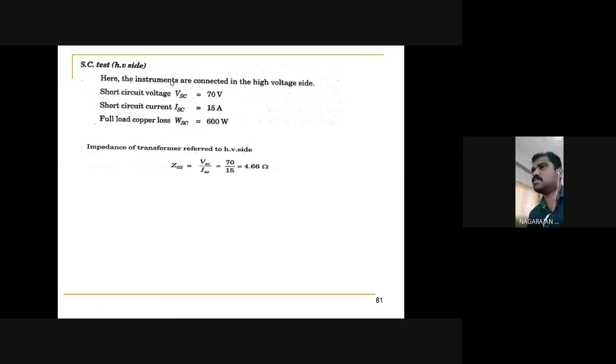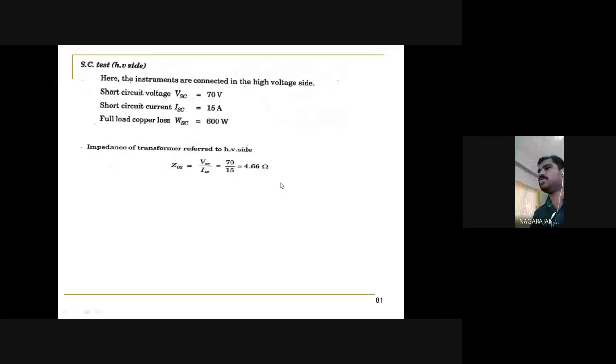From the VSC and ISC values, we identify the total impedance of the transformer referred to the high voltage side, which is derived from the V by I formula. Z naught 2 is equal to VSC divided by ISC. The VSC value is 70 and the ISC value is 15, which gives 4.66 ohms.